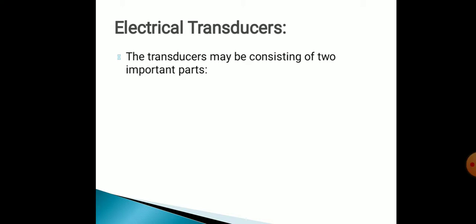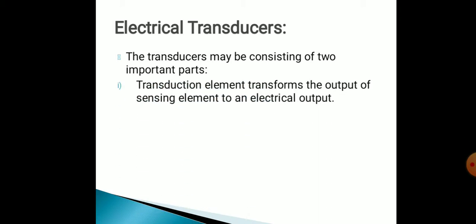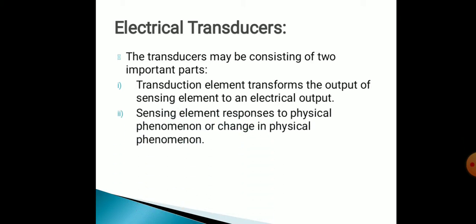Electrical transducers. The transducer may consist of two important parts. The transduction element transforms the output of the sensing element to an electrical output. The sensing element responds to a physical phenomenon or change in a physical phenomenon. It is a device which converts a physical quantity into an electrical signal. This electrical signal obtained is very convenient to handle and process. So electrical transducers are most popular.